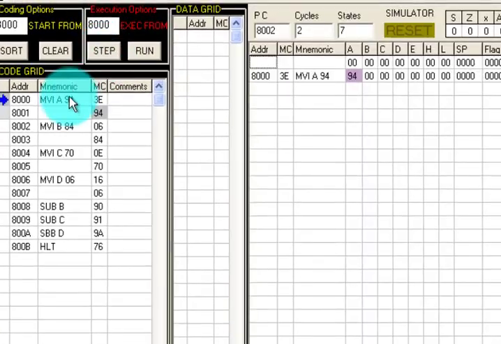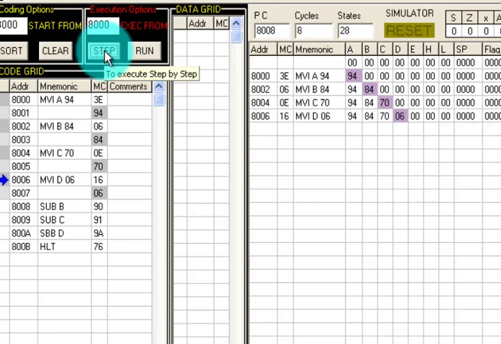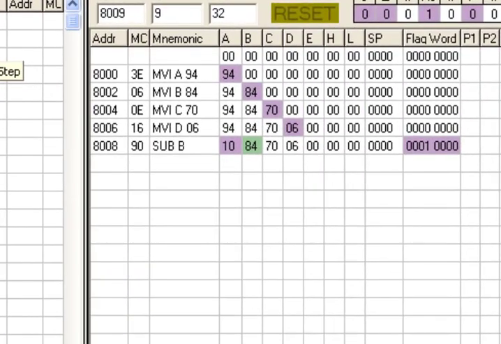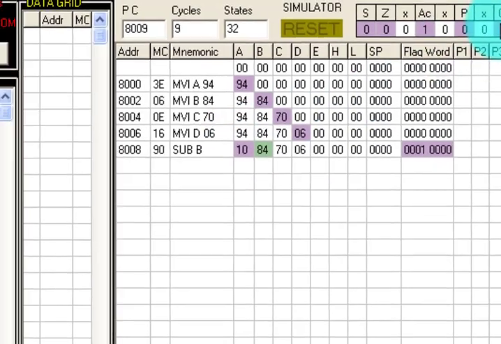With the first step, we have 94 in register A. With the second step, we have 84 in register B. With the third step, we have 70 in register C, with MVI D, 06 in register D. Now this SUB B will perform A minus B, and the content is stored in register A. So we have 10 in register A. It was 94 minus 84, and we don't have any carry acting as a borrow.